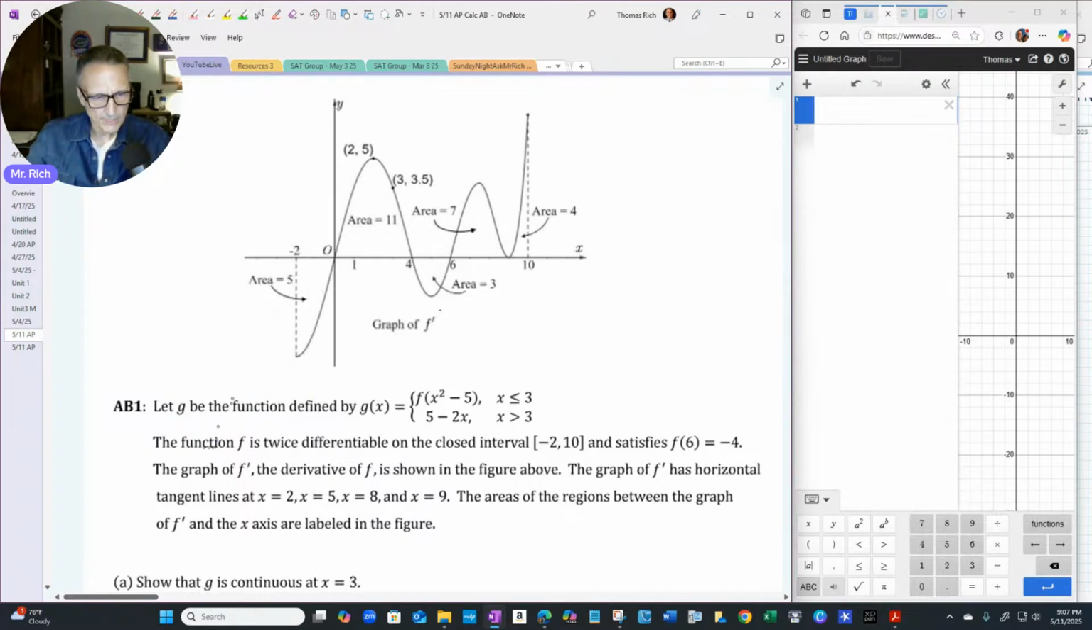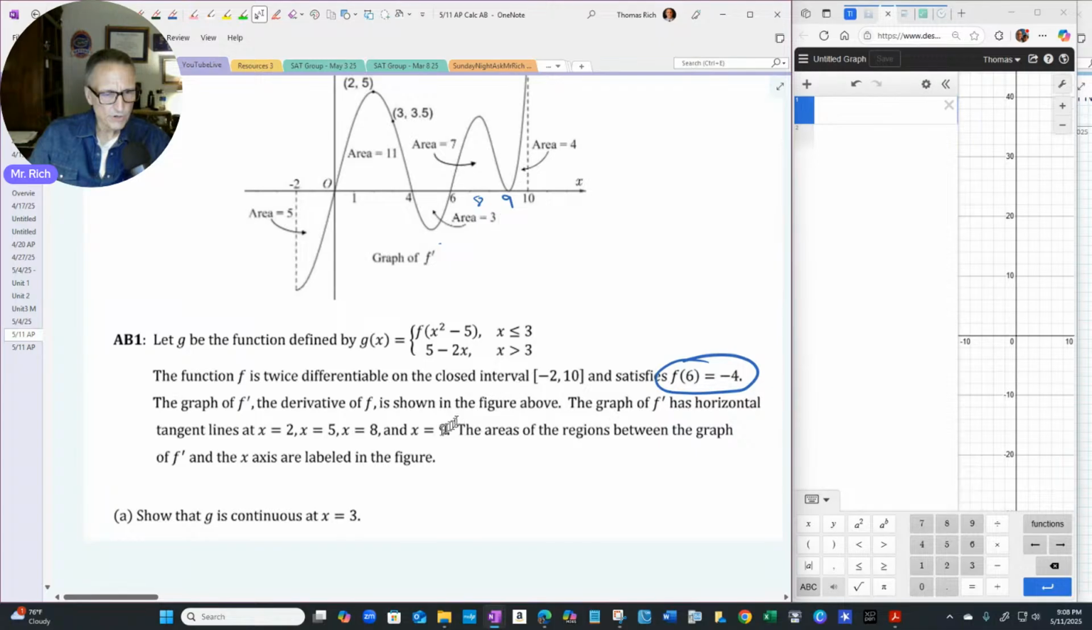But it does tell us some things about the function F. It says that it is twice differentiable on the closed interval from -2 to 10, and it satisfies F of 6 equals -4. So it does give us one point that does exist on function F. The graph of F prime, the derivative of F, is shown above. The graph of F prime has horizontal tangents at 2, 5, that makes sense, and 8, and at 9, right? So this is at X equals 8 and X equals 9 right there. The areas of the regions between the graph of F prime and the X-axis are labeled in the figure.